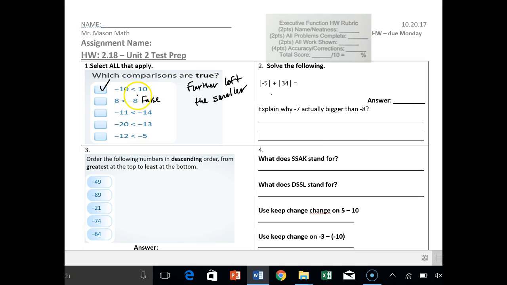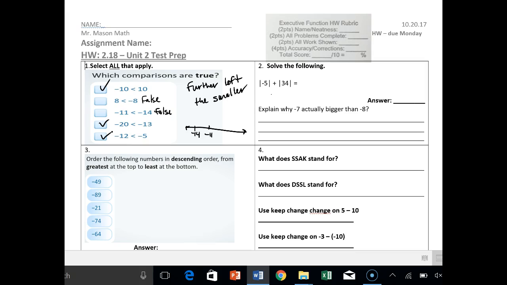Negative 11 is less than negative 14. Again, that is false. Think about why. Again, if you had a number line, you'll have negative 11 right here, and then negative 14 would be further to the left, right? So negative 14 is smaller. Negative 20 is less than negative 13. That's true because negative 20 is further left, and negative 12 is less than negative 5. Also true, again, because it's further to the left.